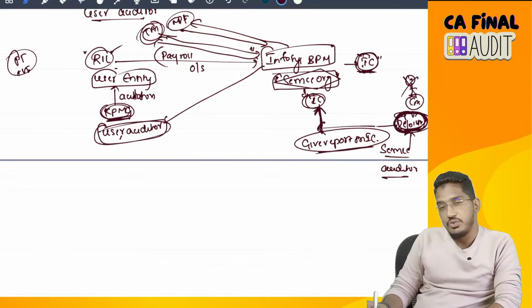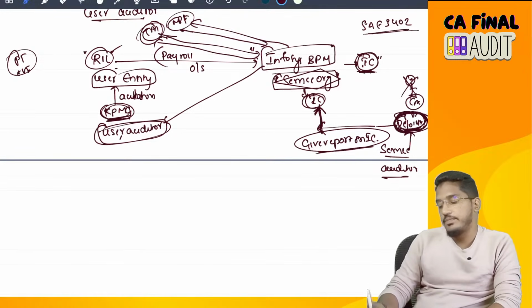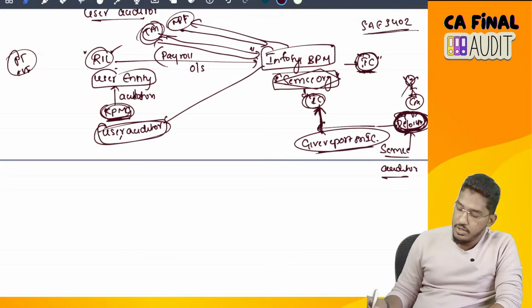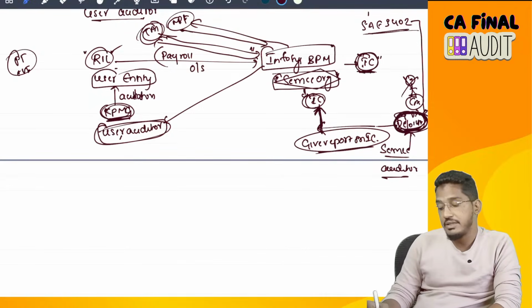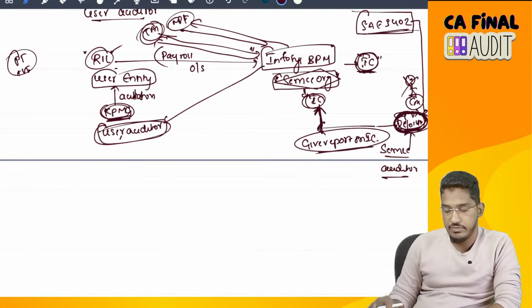How Deloitte should do the engagement, that guidance has been given under SAE 3402. Able to understand? How Deloitte is supposed to complete and perform this engagement, that guidance has been given under SAE 3402.